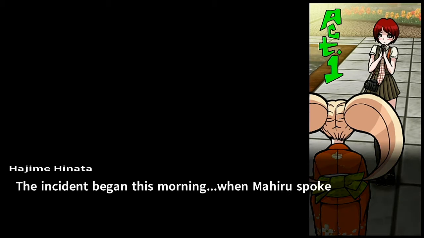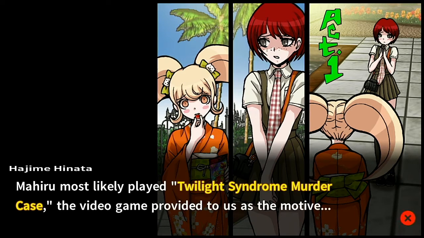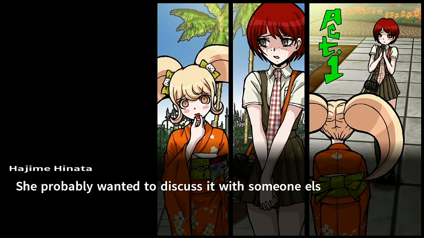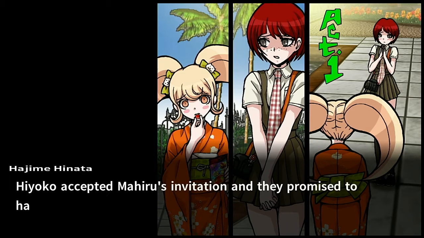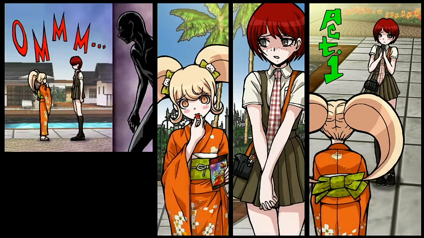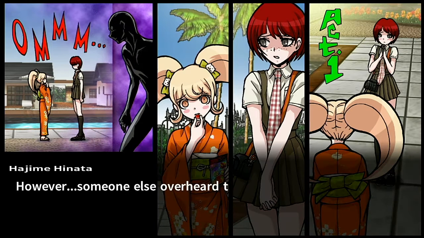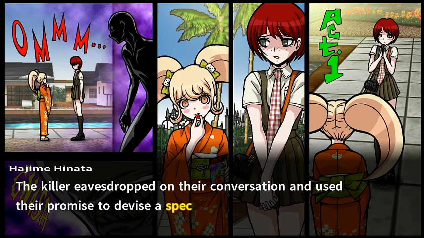The incident began this morning when Mahiru spoke to Hyoko. Mahiru most likely played Twilight Syndrome murder case, the video game provided to us as the motive. She probably wanted to discuss it with someone else who also appeared in the game as a character. Hyoko accepted Mahiru's invitation, and they promised to have a more detailed conversation about it later. However, someone else overheard their exchange. The killer. The killer eavesdropped on their conversation and used their promise to devise a specific murder plan.